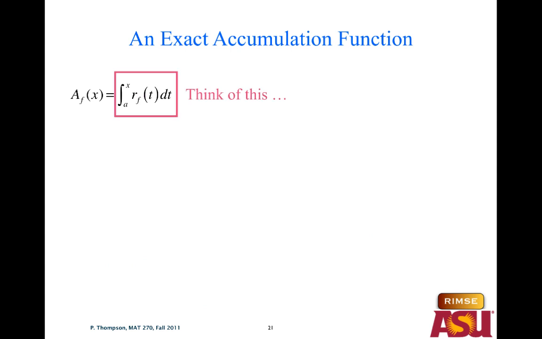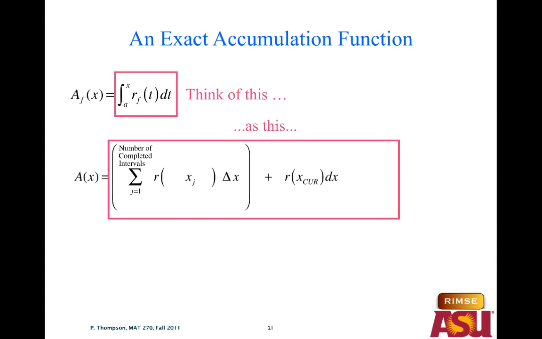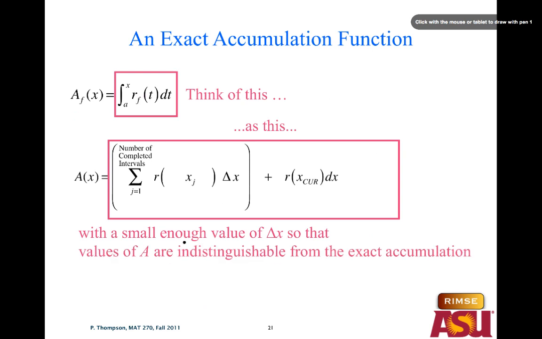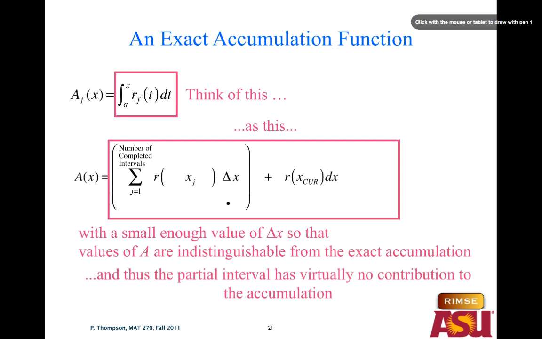Okay, so whenever you see an integral, we want to think of that integral as this sum of many bits of change due to completed intervals plus a little more change due to the current interval, but with a small enough value of delta x so that values are indistinguishable from the exact accumulation. And when your delta x is small enough so that things are indistinguishable, then really the current interval is kind of absorbed into the model. There's really no difference anymore because the interval width is so small that this really doesn't matter anymore.